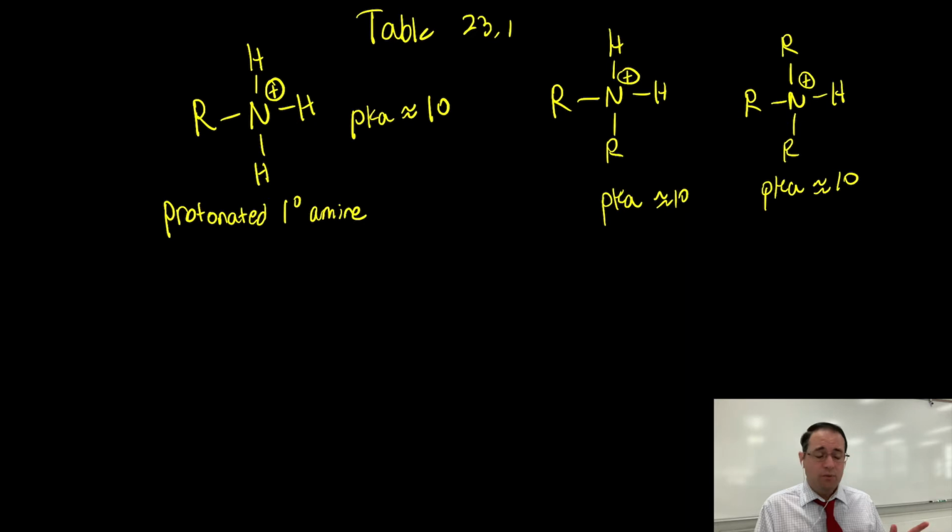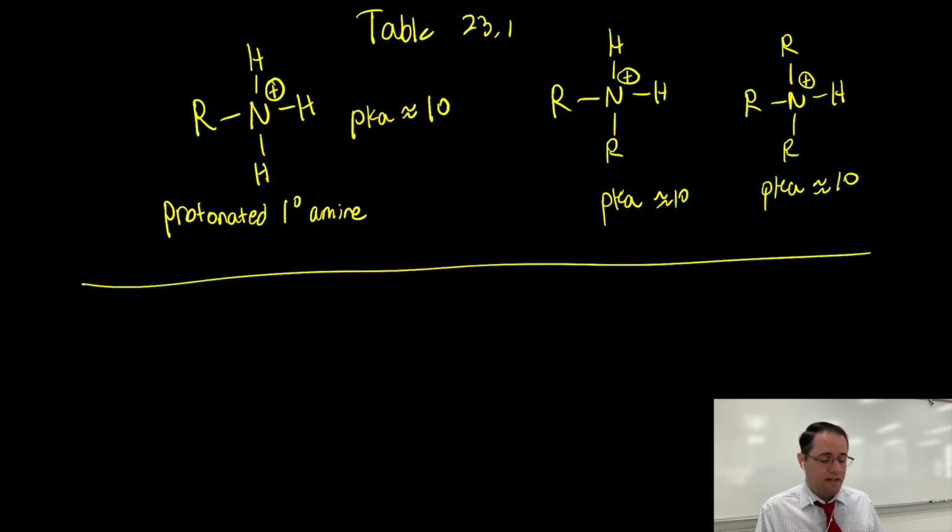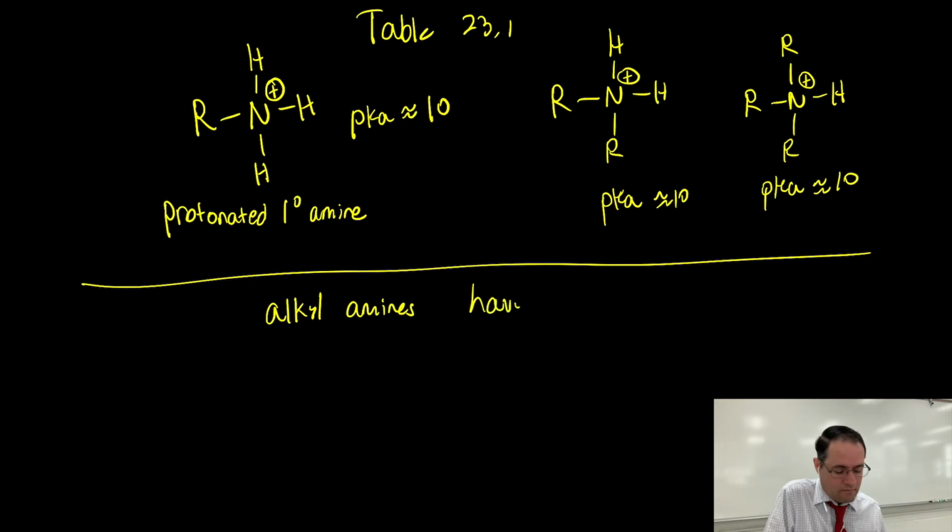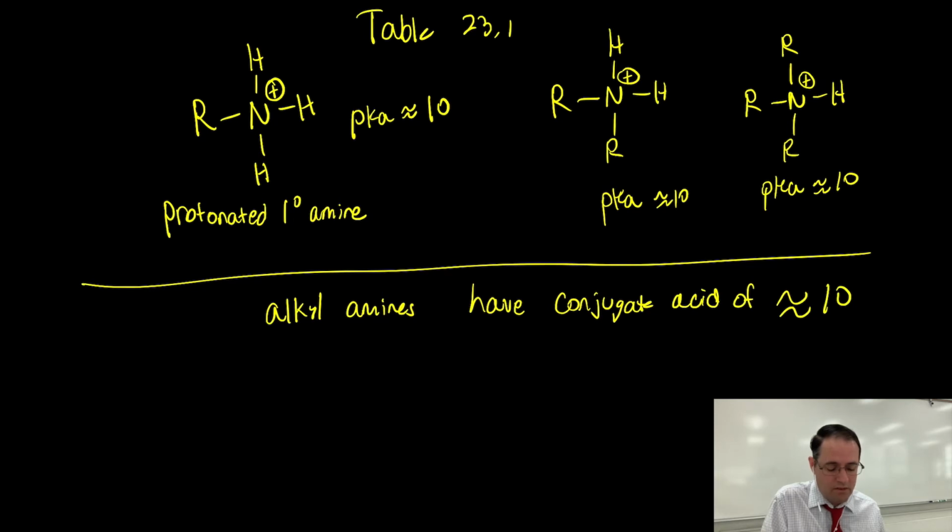Now, this is where things get a little bit different when you talk about anilines, okay? So your alkyl amines have a conjugate acid of about 10. That's a good round number to remember, okay? You don't need to memorize this one's 10.6 and this one's 10.7. That's not critical. About 10, all right? And so if we look at table 23.2, we look at aryl amines and heterocyclic amines.